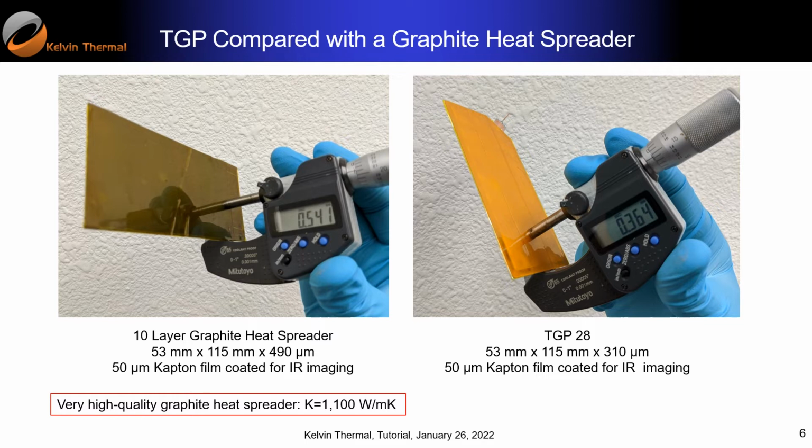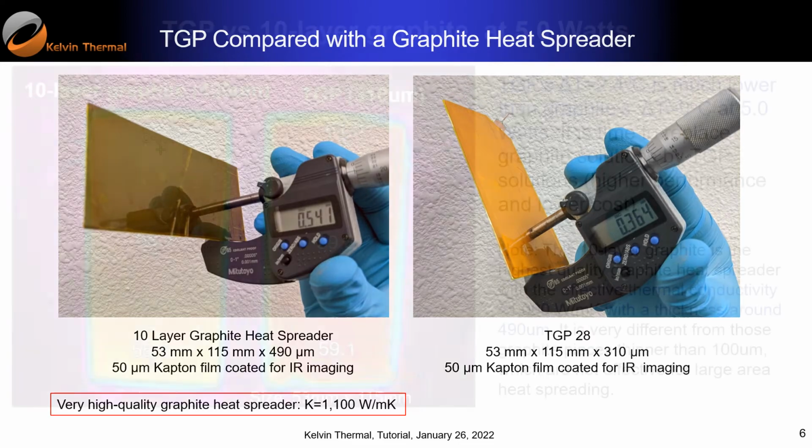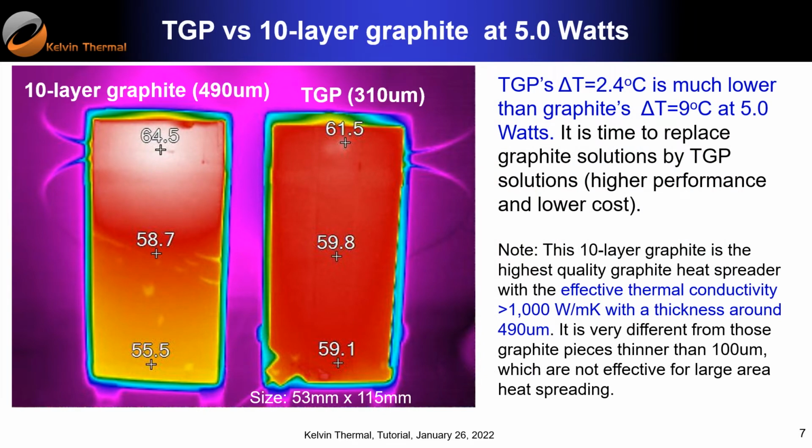This graphite is a very high-quality graphite. Thermal conductivity is over 1100 watts per meter per Kelvin. Typically for such a thick graphite, 490 micron, thermal conductivity is lower, 900 or 700. So this is really state-of-the-art, high-quality graphite. We'll compare these two. You can see the infrared image, and the power is about 5 watts.